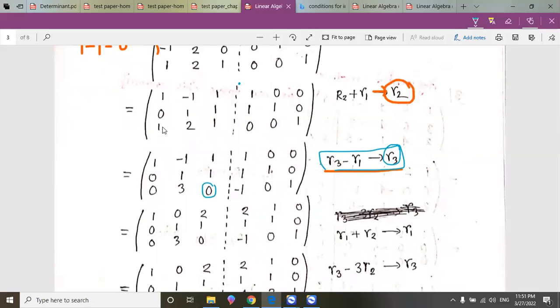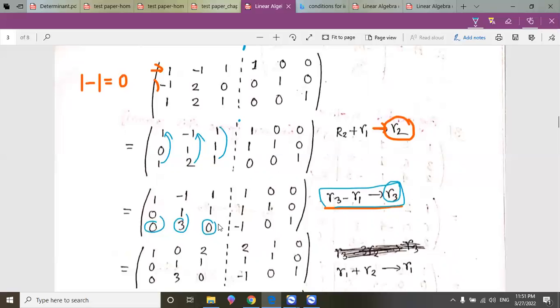So R3 minus R1, that is 1 minus 1, that is 0. 2 minus minus 1, that is 3. 1 minus 1, that is 0. 0 minus 1, that is minus 1. 0 minus 0, that is 0. And 1 minus 0, that is 1. Okay.